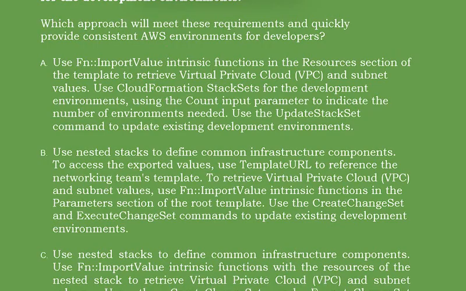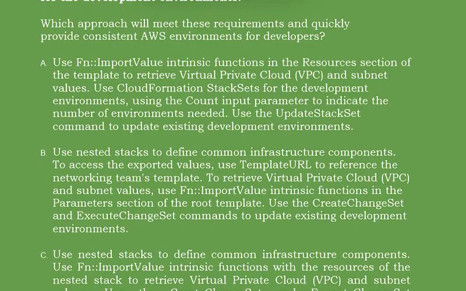Option A, use Fn::ImportValue intrinsic functions in the resources section of the template to retrieve Virtual Private Cloud VPC and subnet values. Use CloudFormation stack sets for the development environments, using the count input parameters to indicate the number of environments needed. Use the update stack set command to update existing development environments.